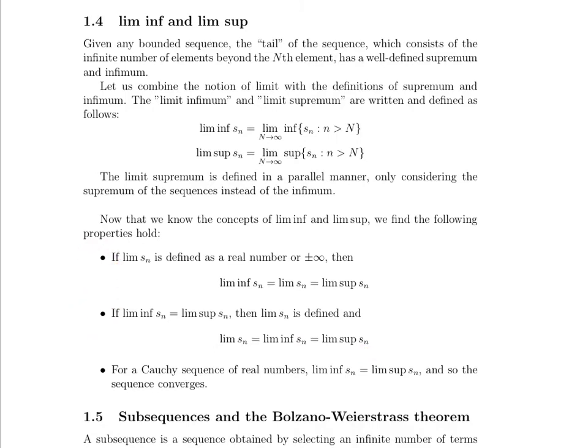And for a Cauchy sequence of real numbers, the limit infimum is equal to the limit supremum of the sequence, and so the sequence converges. That's a big deal to find out that Cauchy sequences are convergent sequences.